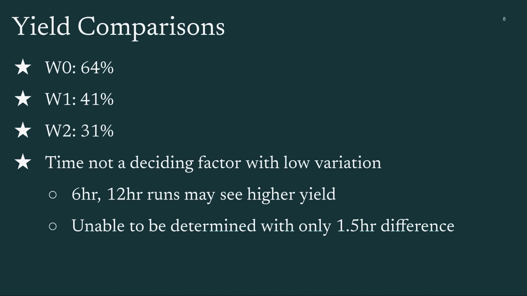So we determined that time was not a deciding factor with low variation. Had we run that reaction for 6 to 12 hours, we may have seen a higher yield, but that's unable to be determined with only this 1.5 hour difference. Our variation in this experiment was not large enough to draw any conclusions.